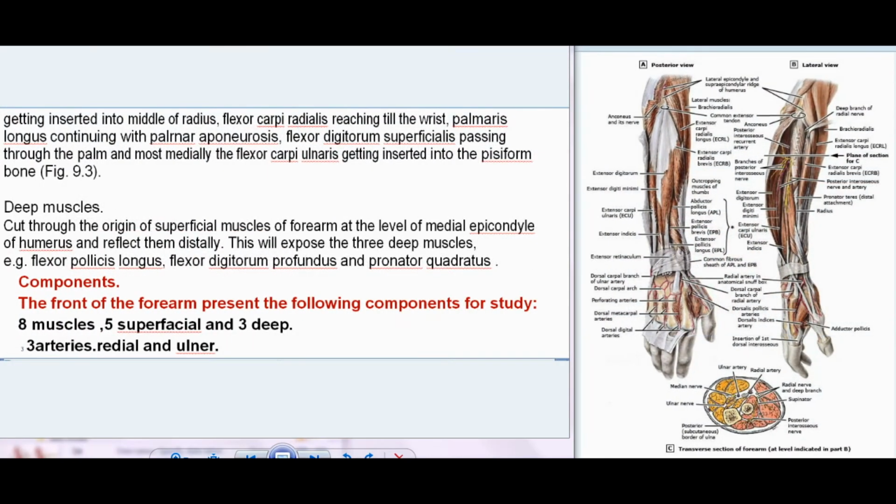Dissection. The skin of the forearm has already been reflected on each side. Cut through the superficial and deep fasciae to expose the superficial muscles of the forearm. Identify these 5 superficial muscles.